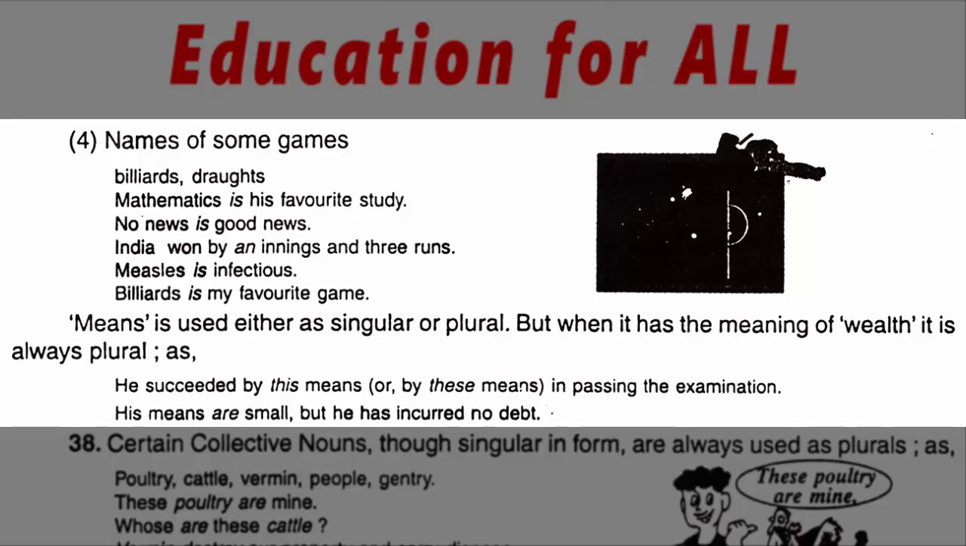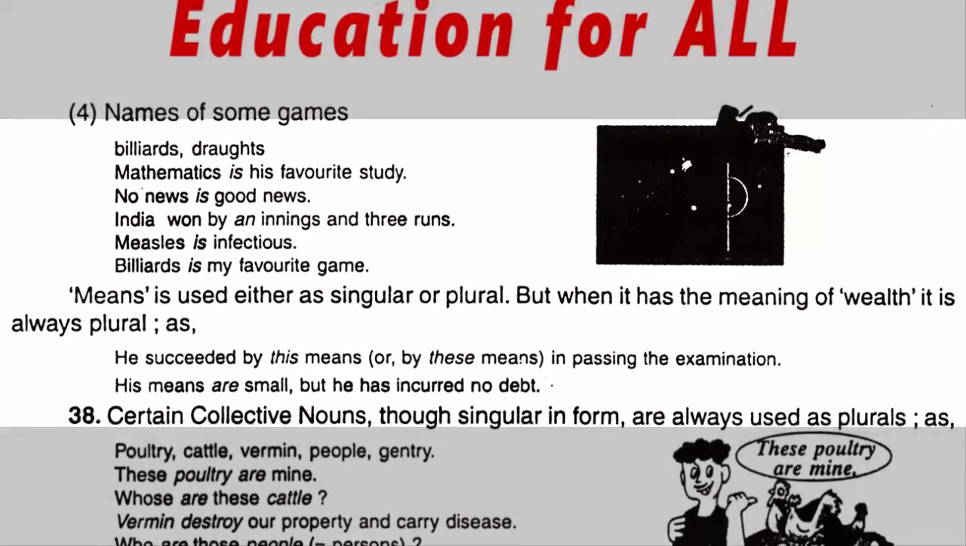Mathematics is his favorite study. No news is good news. India won by an innings and 3 runs. Measles is infectious. Billiards is my favorite game. Means is used either as singular or plural. But when it has the meaning of wealth, it is always plural. As he succeeded by this means or by these means in passing the examination. His means are small, but he has incurred no debt.